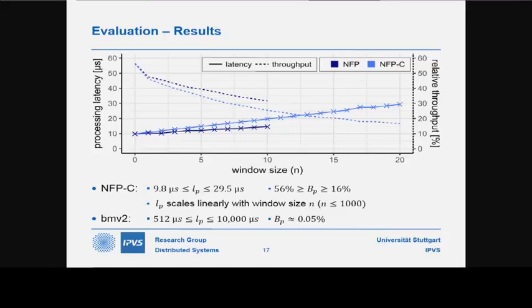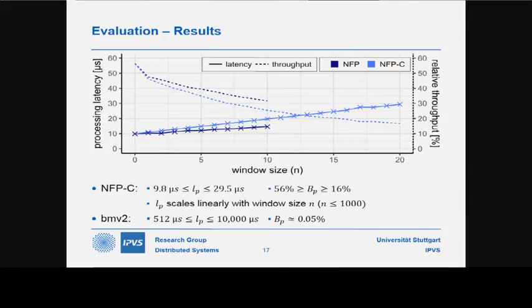You will further notice that the overhead of using this external function mechanism is quite bearable. And with NFPC, we look at processing latencies between 9.8 microseconds up to 30 microseconds for window sizes from 0 to 20. And throughput is about 56% to 16%, which translates to 8.3 million events per second to 2.3 million events per second for 10 gigabit Ethernet links. Furthermore, we have verified that the processing latency scales linearly with the window size up to a size of 1000.